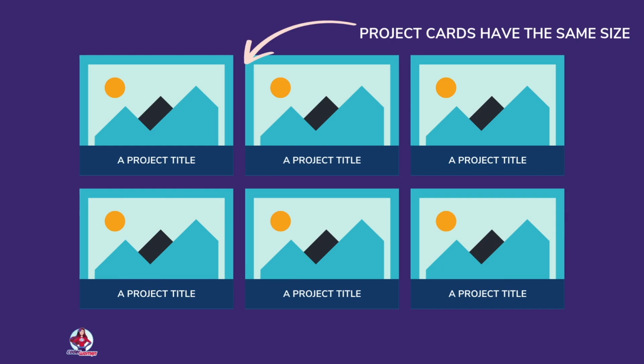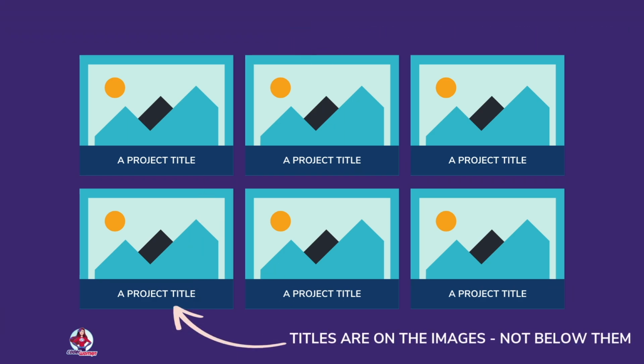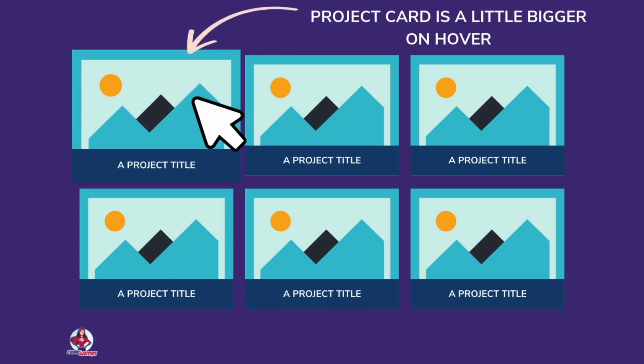First, let me share my idea with you. Every project card should be the same size no matter the picture size. It needs to be unified. Then we will place the title on the image in its bottom part, not below it. This title will have a blue background covering the whole picture's width. This is how we want our project card to look. And finally, we will make the project bigger when you put your mouse over it.